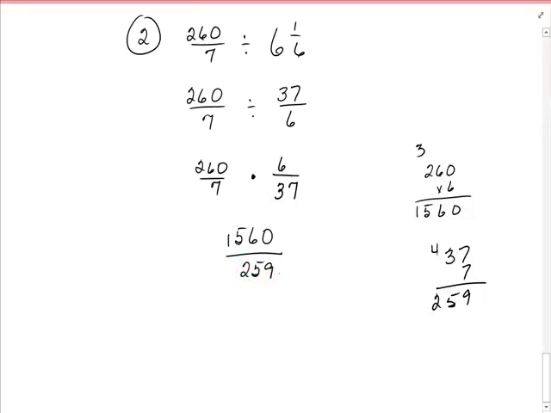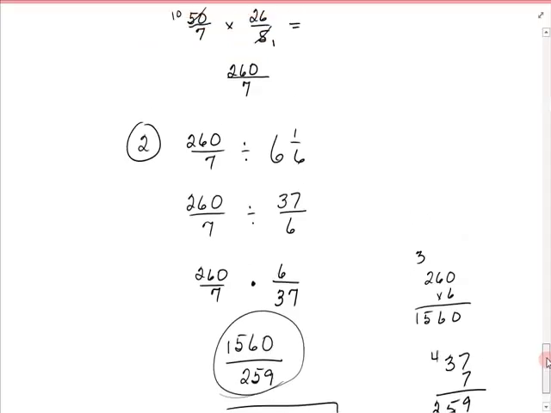Then, depending on the instructions in the problem, you might be allowed to leave it as an improper fraction, or you might be asked to change it to a mixed number, and if you were, and I'm not going to show all this because this is just an example problem, I don't think you're going to have one like this, but you would have to divide 259 into 1,560. It ends up going 6 times with a remainder of 6.